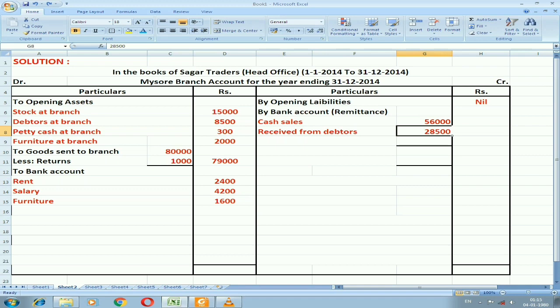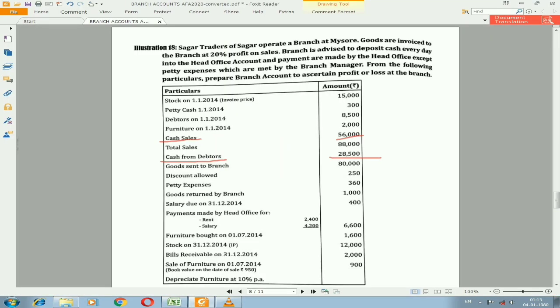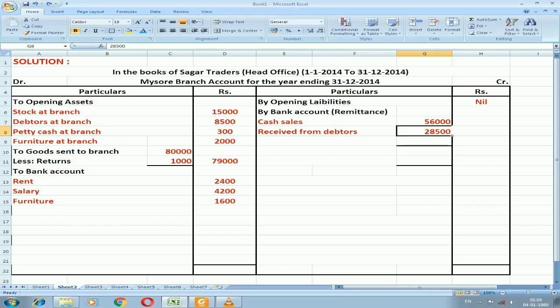Then apart from this, we have one more income in the illustration. As I told you in the starting itself, sale of furniture. By selling the furniture, they are getting some income, that is amount of rupees 900. So that income will also be considered, because that is also an income which is generated by the branch. Totally they got an income of 85,400.